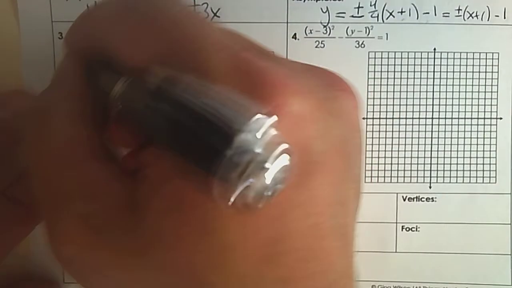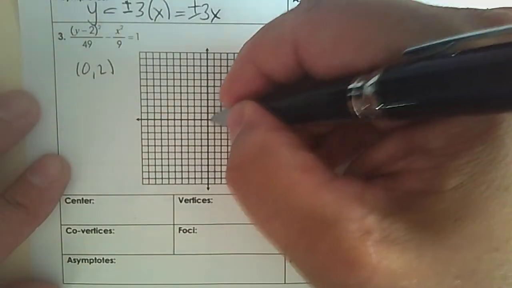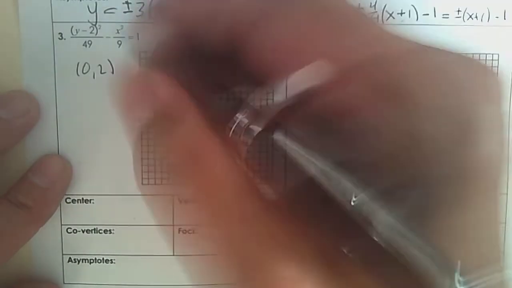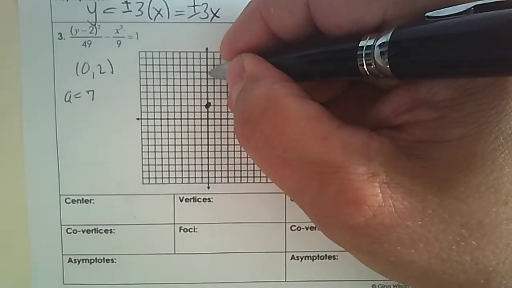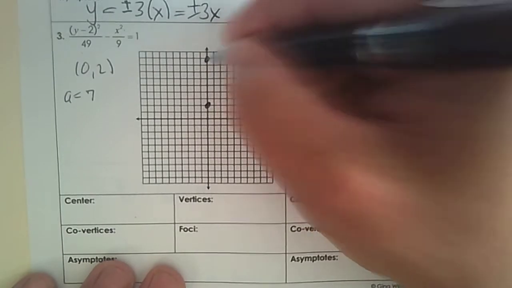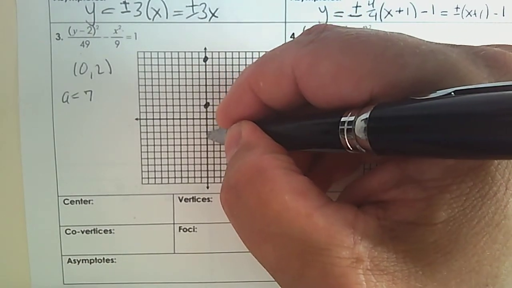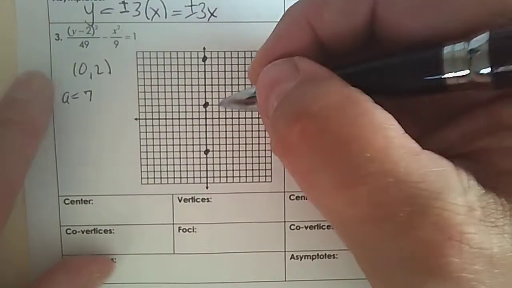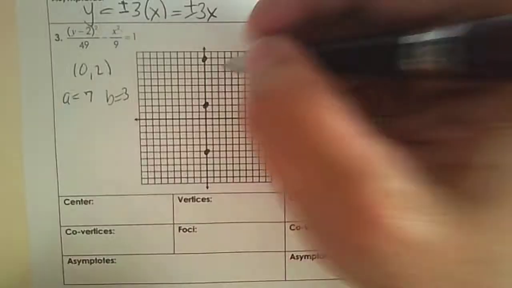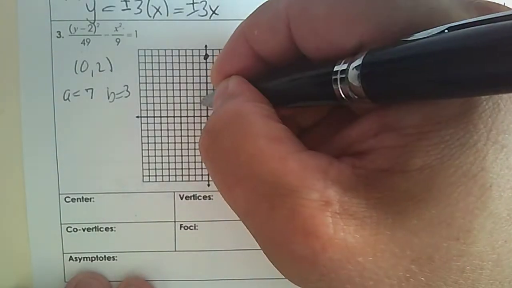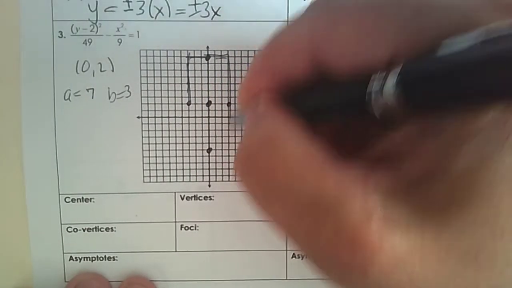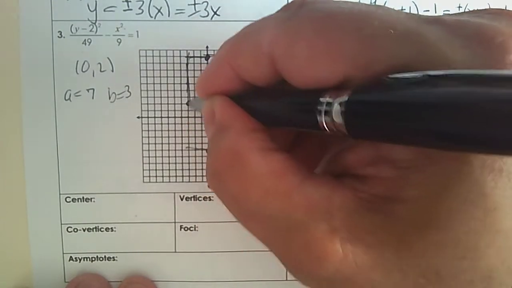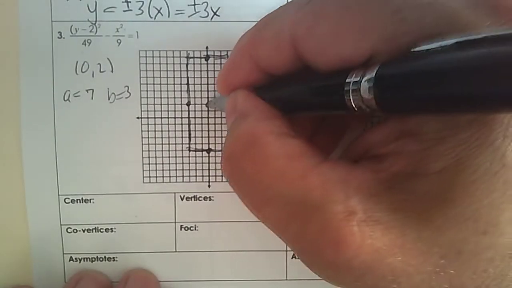All right, first thing I notice, the center is at 0 and positive 2. So go to 0 and positive 2. Remember the x and the y coordinate. A is the square root of 49. That goes up 7 and down 7. B is the square root of 9. That's 3. And then create your rectangle. Then, from the center through the corners.